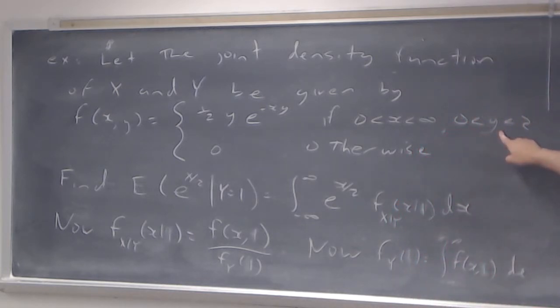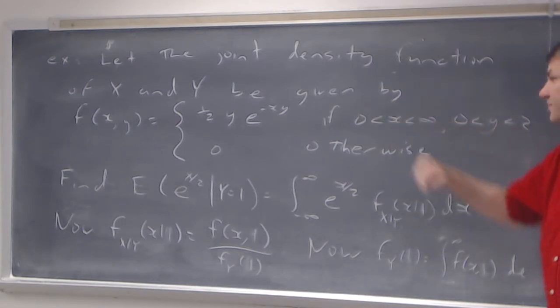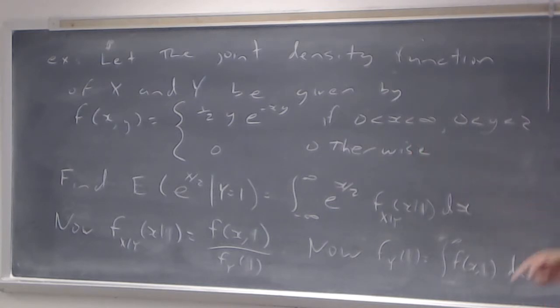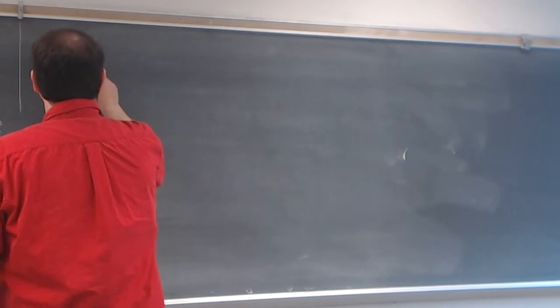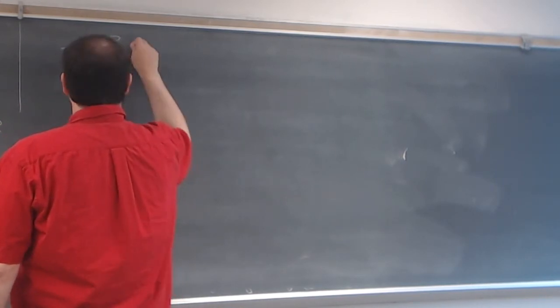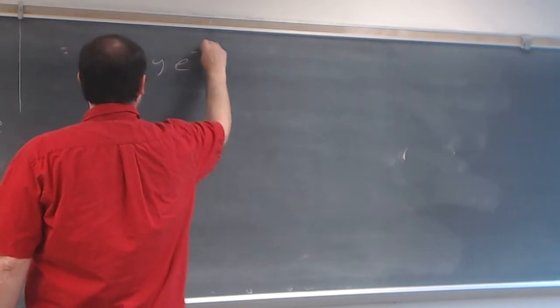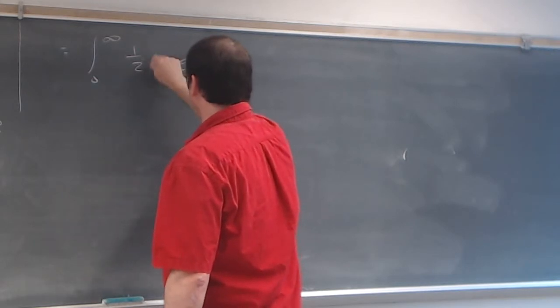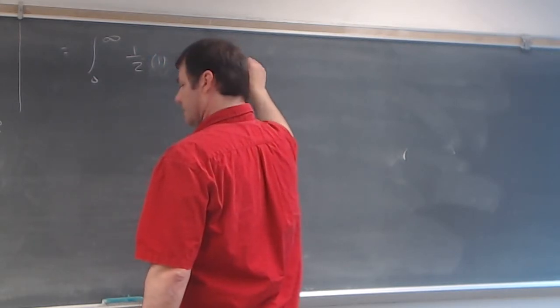Now, when y is equal to 1, the x values can still run from 0 to infinity for where the joint PDF is non-zero, okay? So when we're calculating the PDF of y evaluated at 1, what that's going to be is equal to the integral from 0 to infinity of 1/2 y e to the minus xy. And remember, y is 1, so I'll change these to 1. And then it is dx.